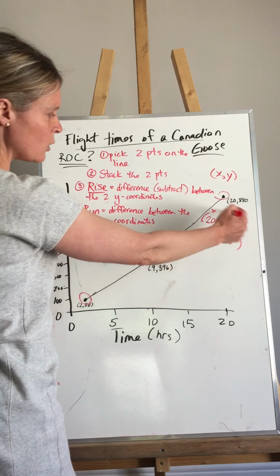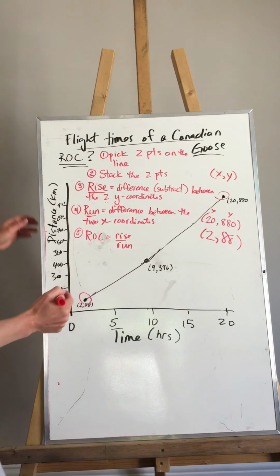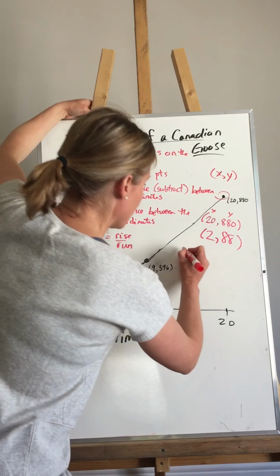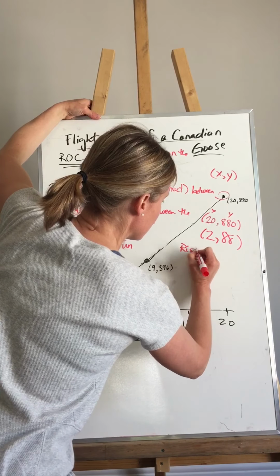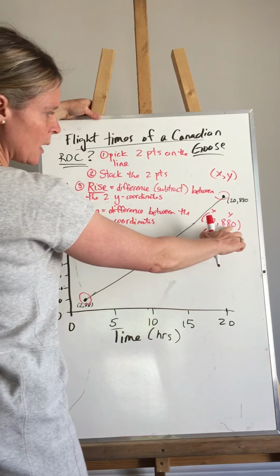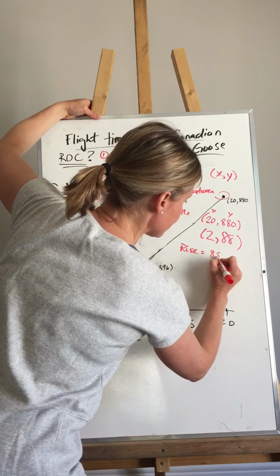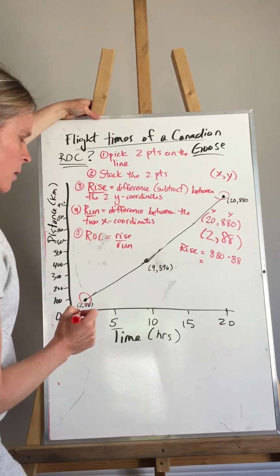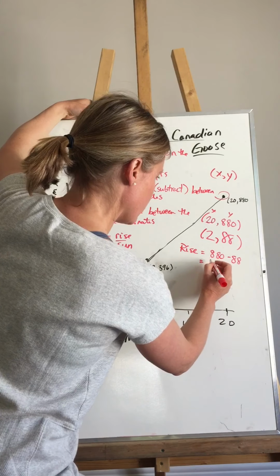Okay, so I'm going to do that. I've just written out the steps first. Okay, so I'm going to calculate my rise. Okay, and my rise is going to be 880 minus 88. Okay, so what's that going to be?